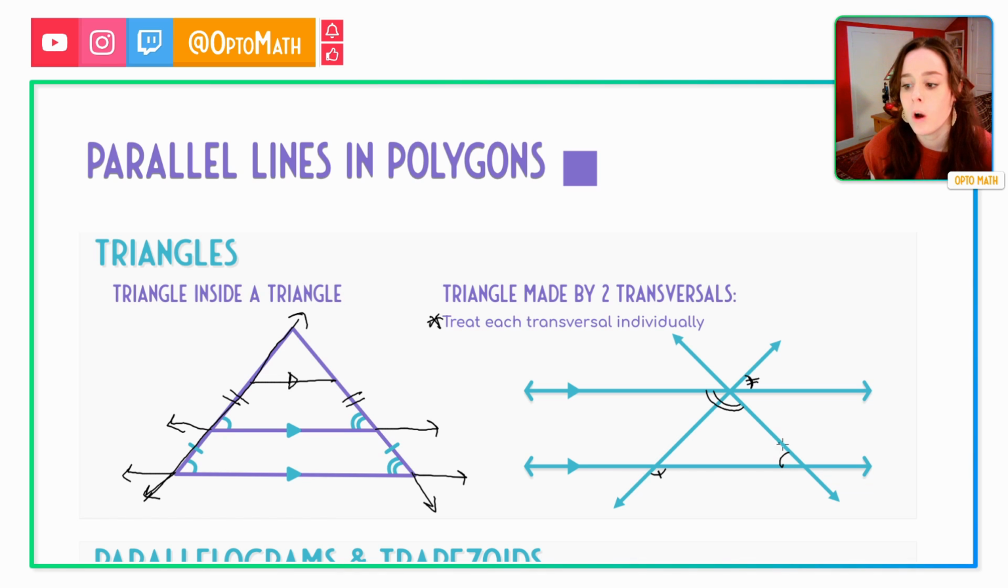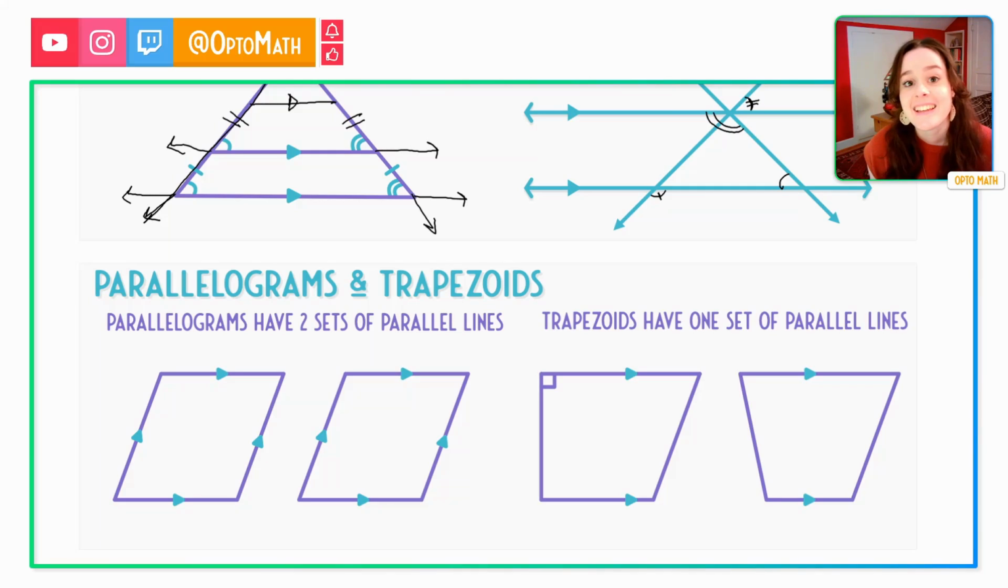And what would be really good is if you have some colored pencils or some different colored markers or highlighters to highlight or color code those two different transversals if you have a situation like this. That will really help you keep track of those. Let's look at our parallelograms and our trapezoids.